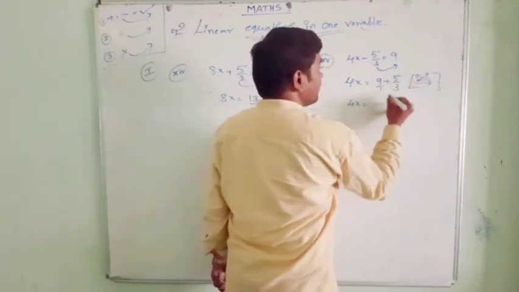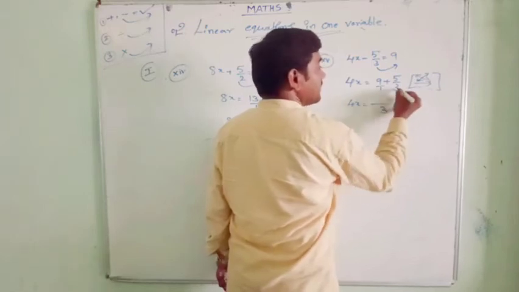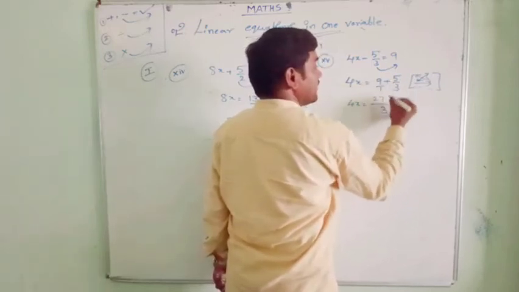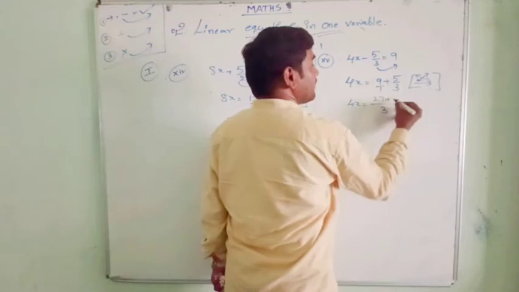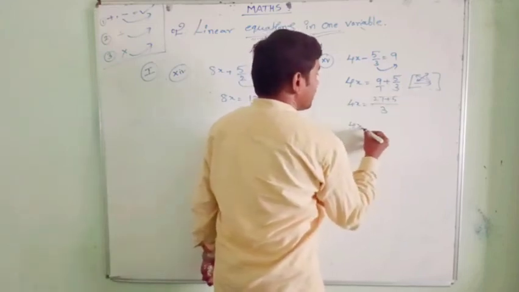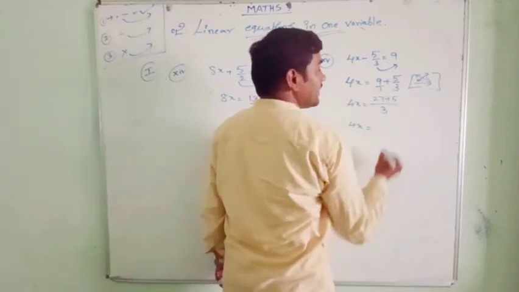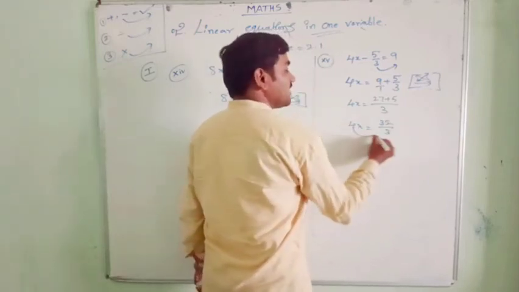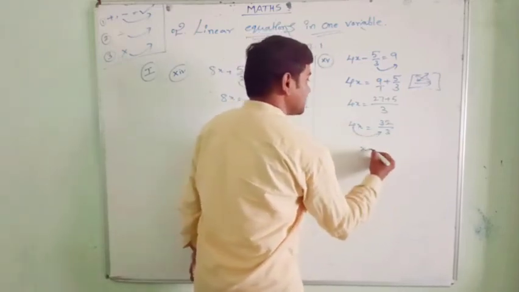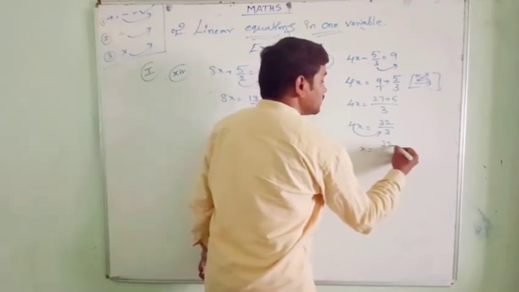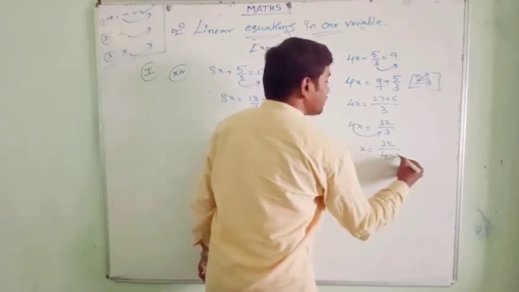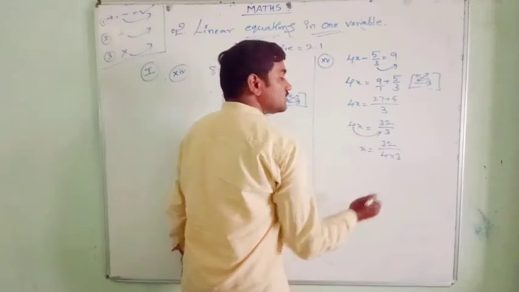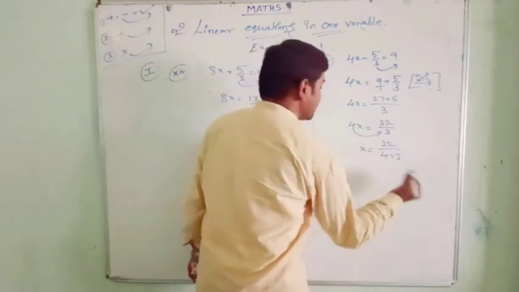4x equal to 1 into 3, then 3 nines are 27. Here there is a plus, so you put a plus. 1 five is 5. That is 4x equal to 27 plus 5, that is 32 by 3. And 4 is multiplying, so this 4 will divide. So x equal to 32 by 4 into 3. Here 4 is dividing, so 4 into 3, that is 12.